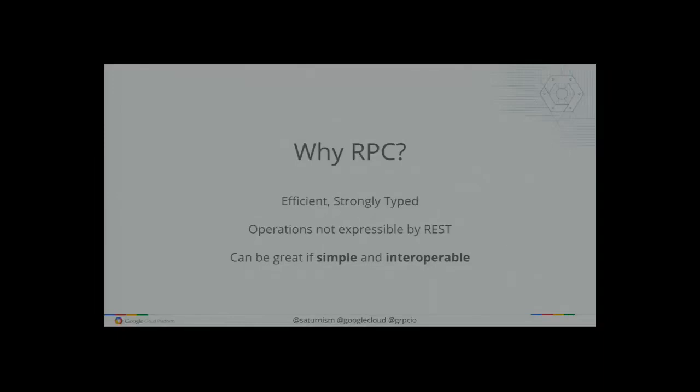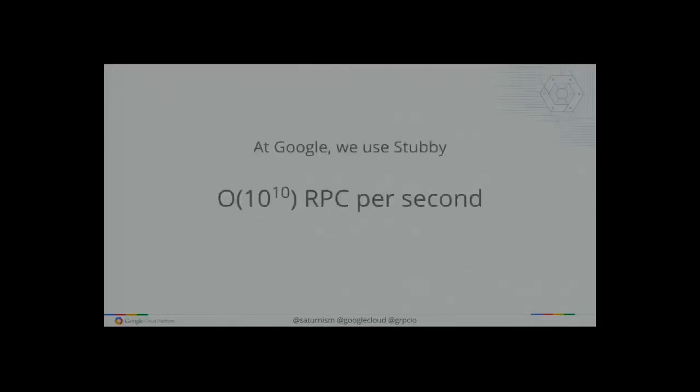It was great, but it can be better and be great and be used today only if it's simple to use and interoperable between different languages. And that's where gRPC comes from. Now, at Google, we actually use an internal framework called Stubby. Stubby is our internal RPC framework. It's used for just about everything for remote procedure calls. And we handle about 10 to the 10 RPC calls per second with Stubby.